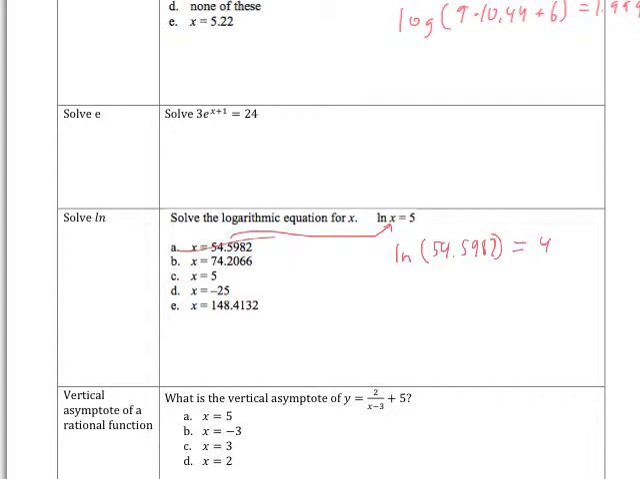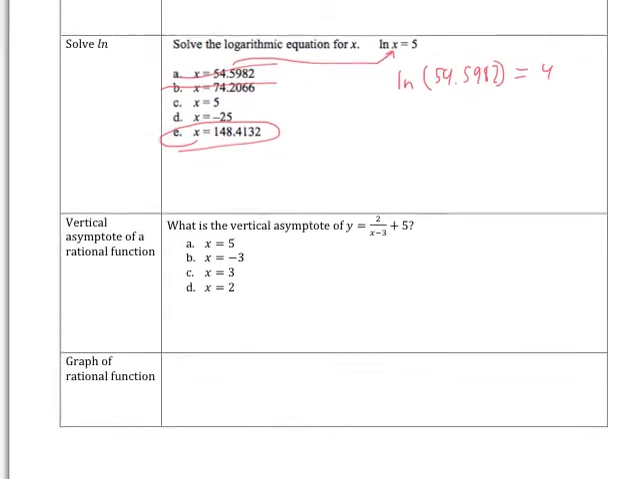Let me try that. Natural log of 74.2066. No, that one gives me 4.3. So now I'm thinking maybe it's letter E. Natural log of 148.4132. Sure enough, that gives me 5. So there it is. Moving on.